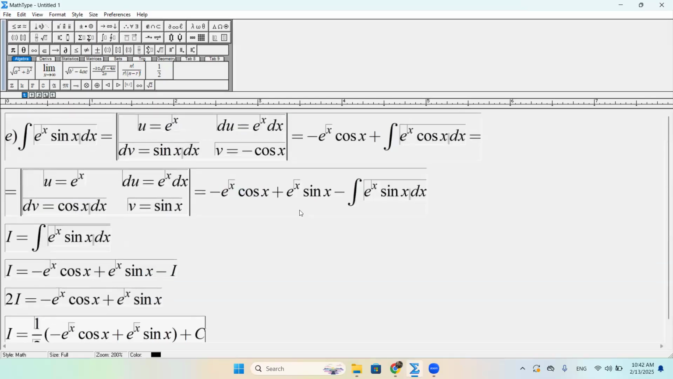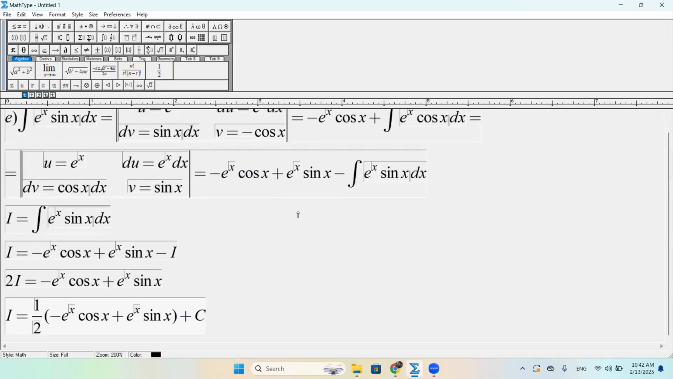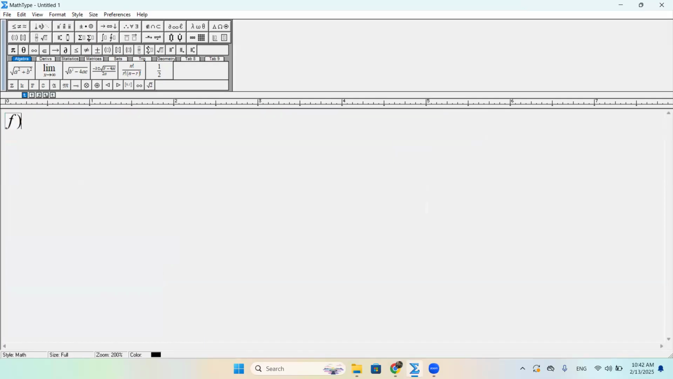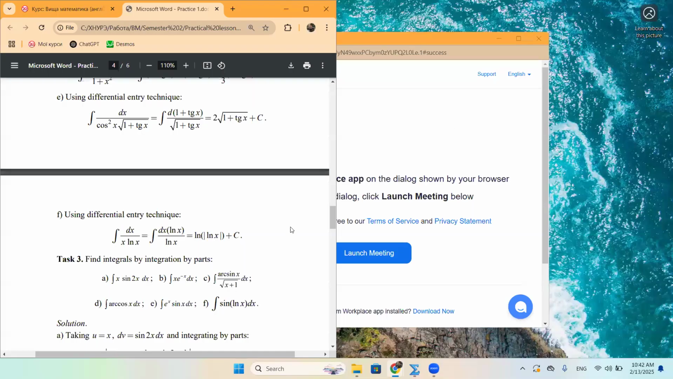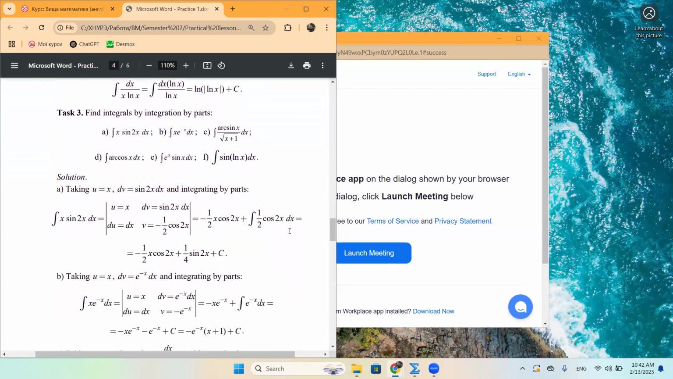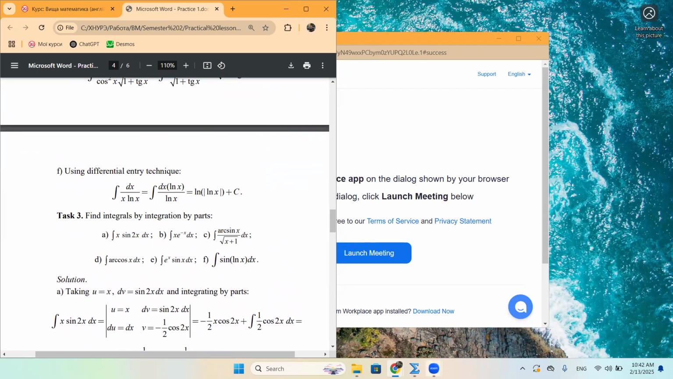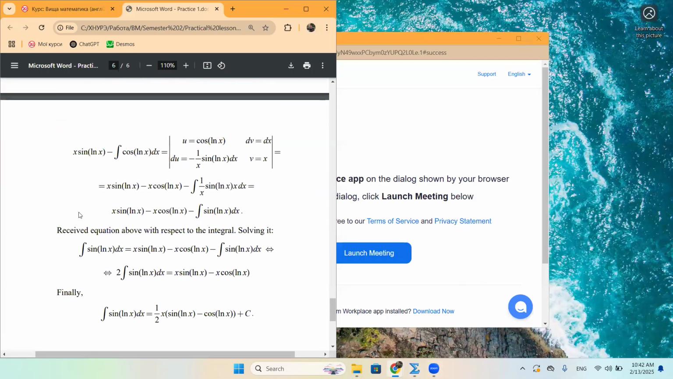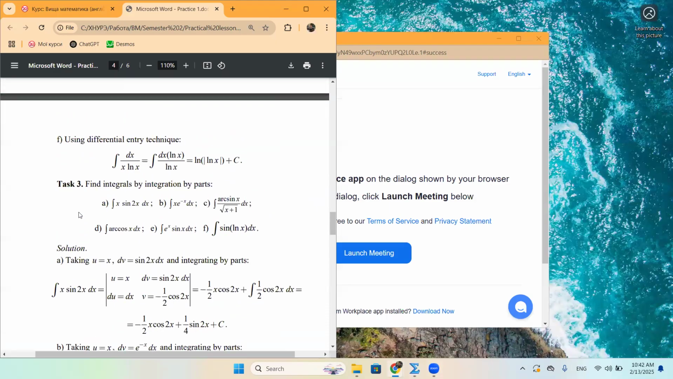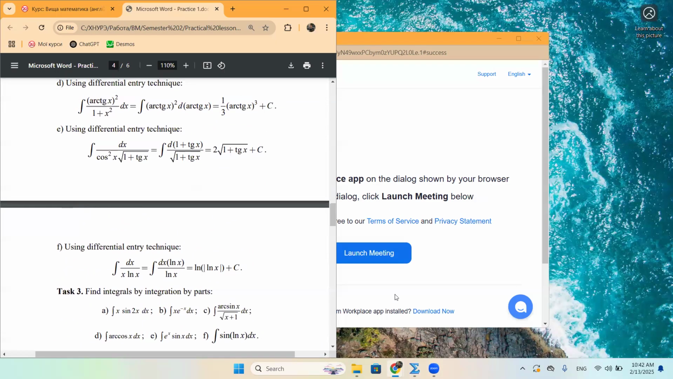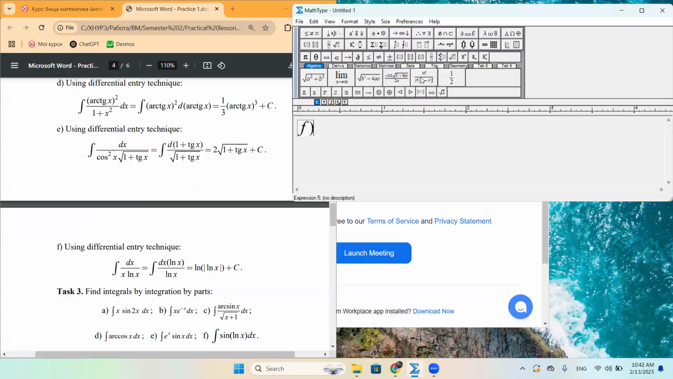Okay, I guess no questions. Let's solve the last exercise for now. Yes, it's definitely the last. Again, this is a recurrence integral: sine of logarithm x dx.